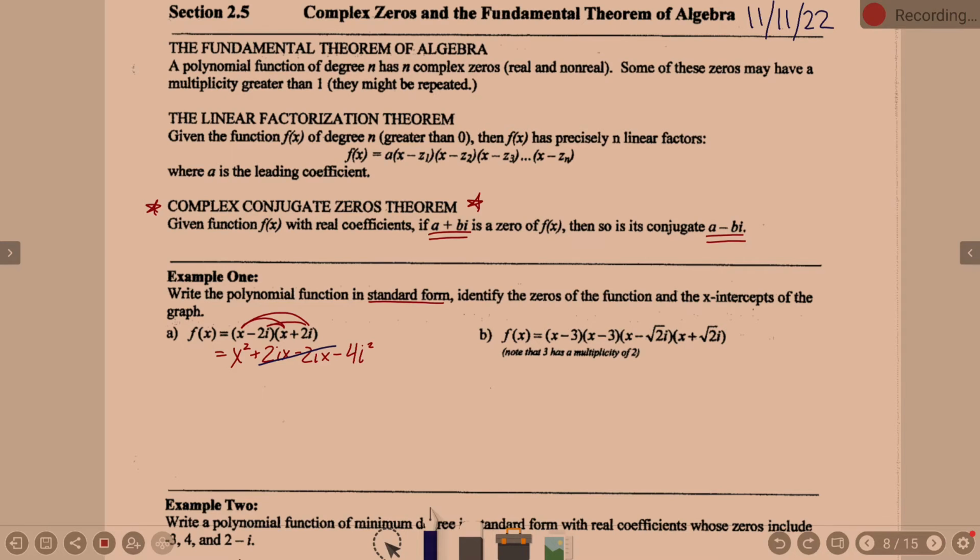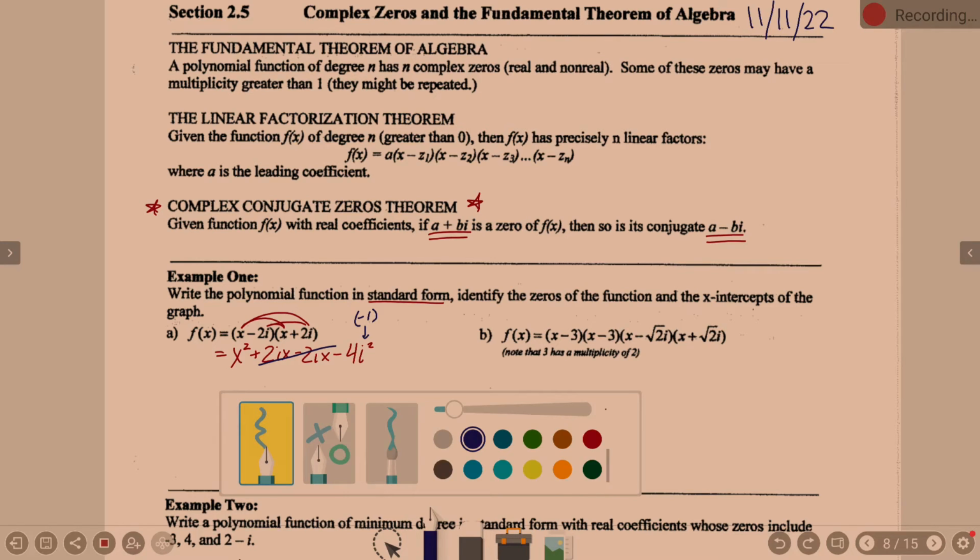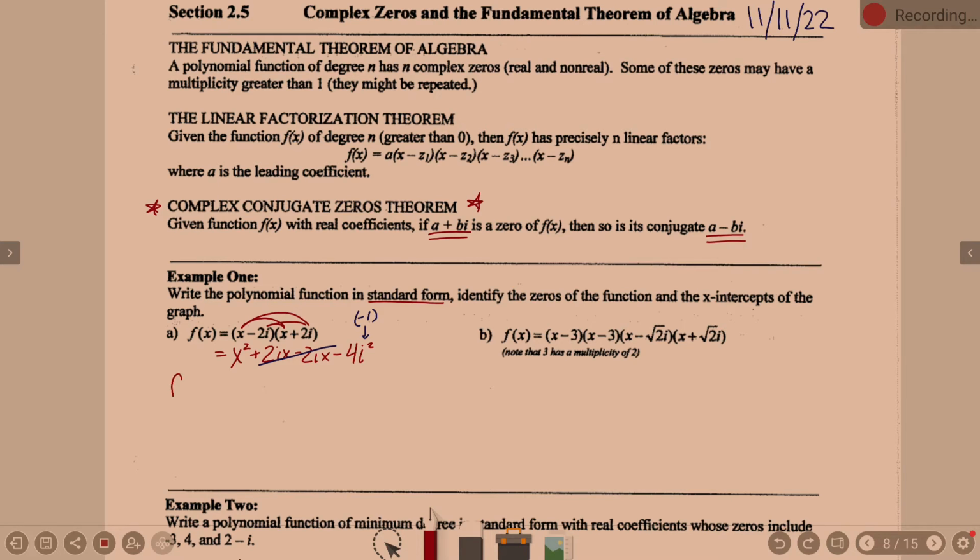i squared is actually, do you remember that minor detail? Major detail, really. i squared is -1, yes? So really when we do -4 times -1, it's going to be +4. So what is this in standard form? f of x equals x squared plus 4. That is our standard form.